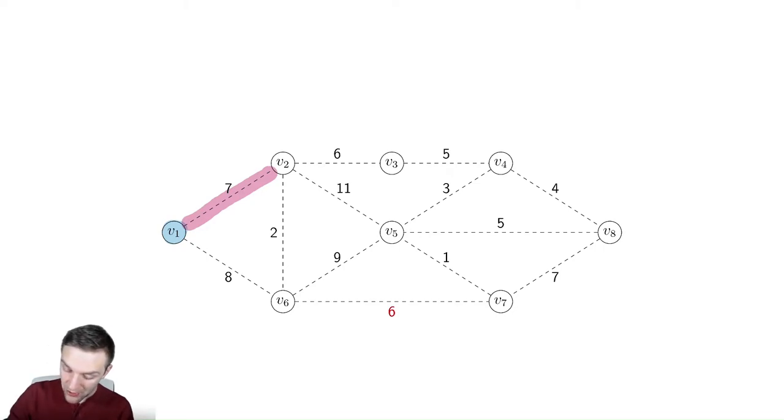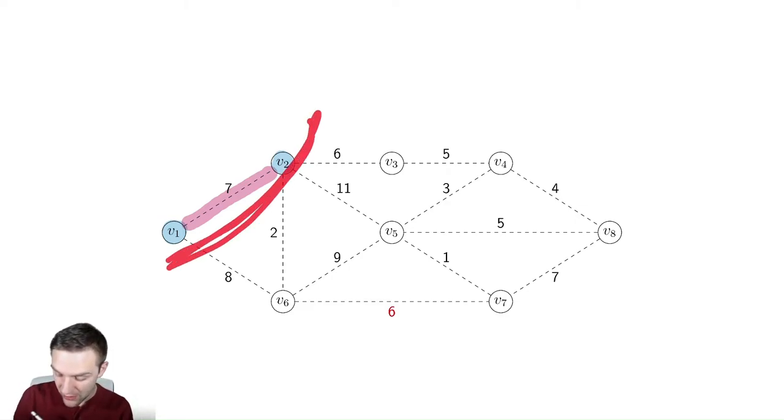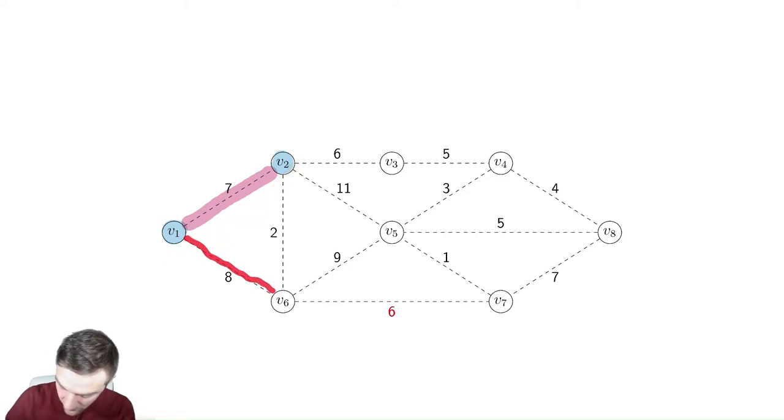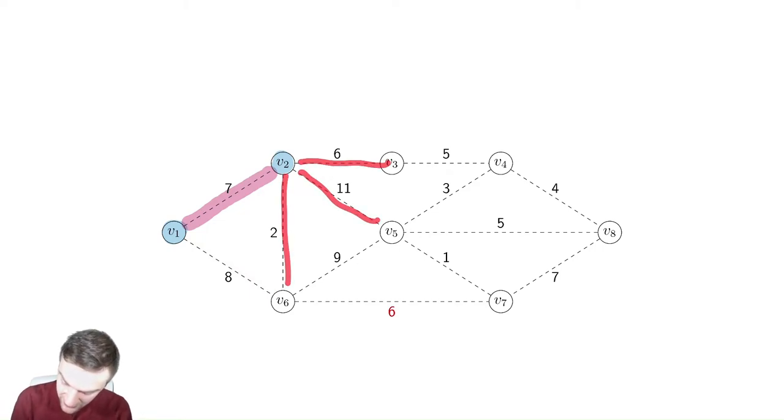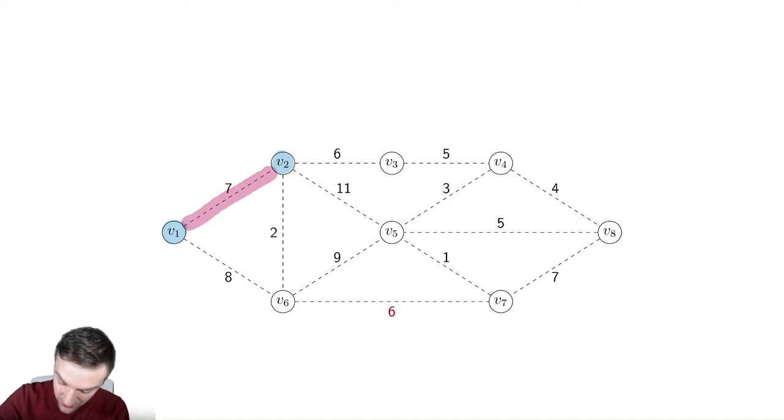And then we've added V2 to the graph. Let's highlight V2. Now, we want to find the minimum weight edge from this blue stuff that we have here to any of the white vertices. So we have a couple of options. We have this edge that has 8, this one that has 2, this one that has 11, this one that has 6. The minimum between all of those is definitely the one that has a weight of 2. So this edge gets selected. And now we need to add V6 to our spanning tree.